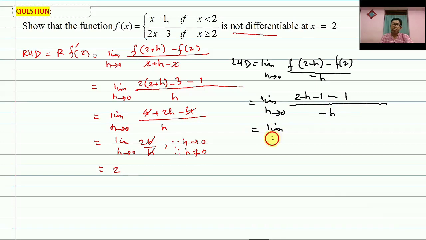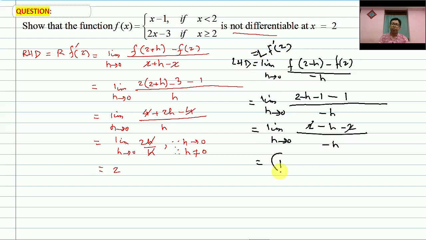Limit h tends to 0, and this is 2 minus 2, that is 0. If you want to write, the 2 is cancelled, so minus h divided by minus h is equal to 1. So limit h tends to 0 of 1 is equal to 1. This is LHD, that means L f dash 2, and this is equal to 1.